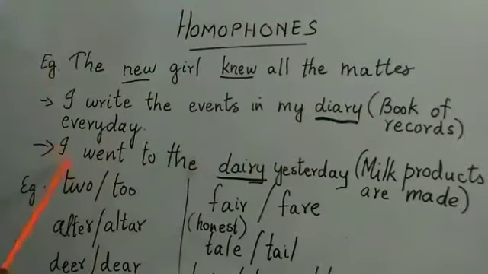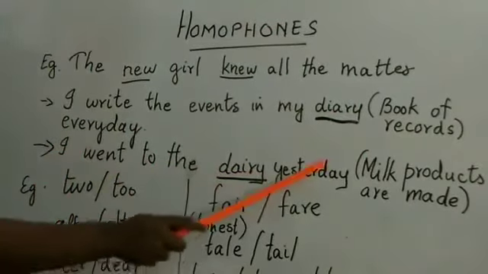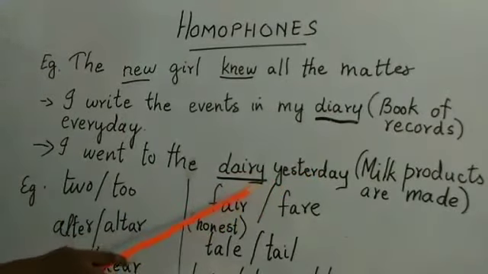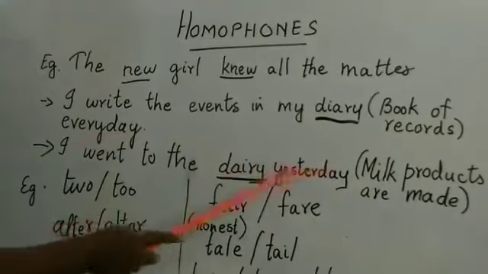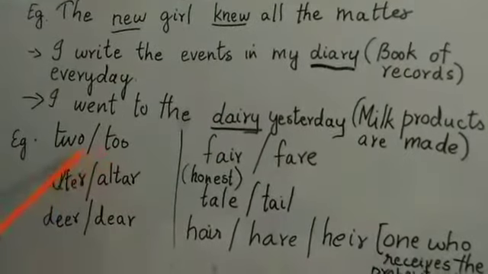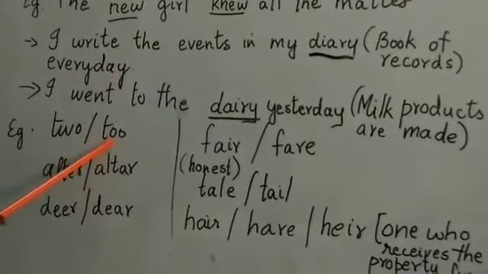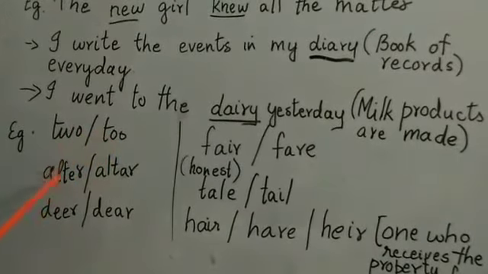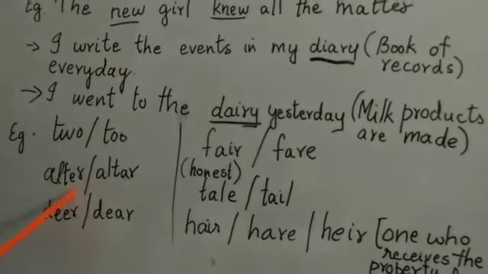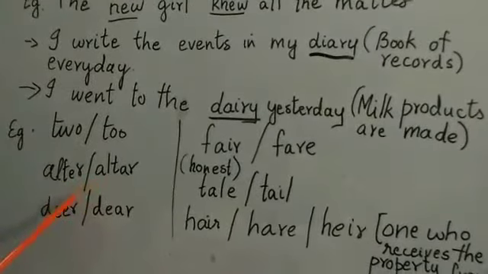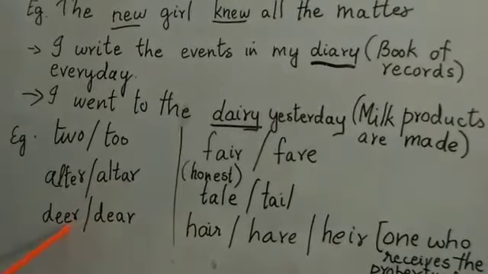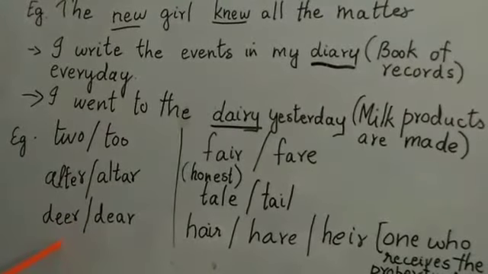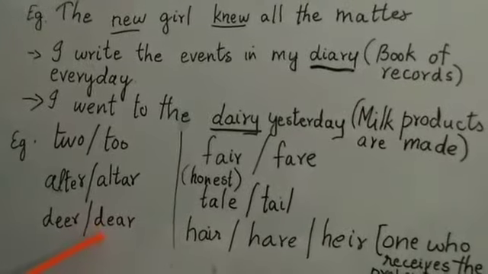And next one, you see, dairy. I went to the dairy yesterday. So, dairy, D-A-I-R-Y, same way we pronounce, but note the spelling, it is different. And what do you mean by dairy? Milk products are made there, okay. Next one, you see, two. T-W-O means number, too much, this is too much we say, no. So, that is 2. Then, alter, A-L-T-E-R, alter means change. A-L-T-A-R, altar means a noun, a sacred place of worship. Deer, deer is an animal, a kind of fearful, quick running wild animal. The other dear is lovable, okay.